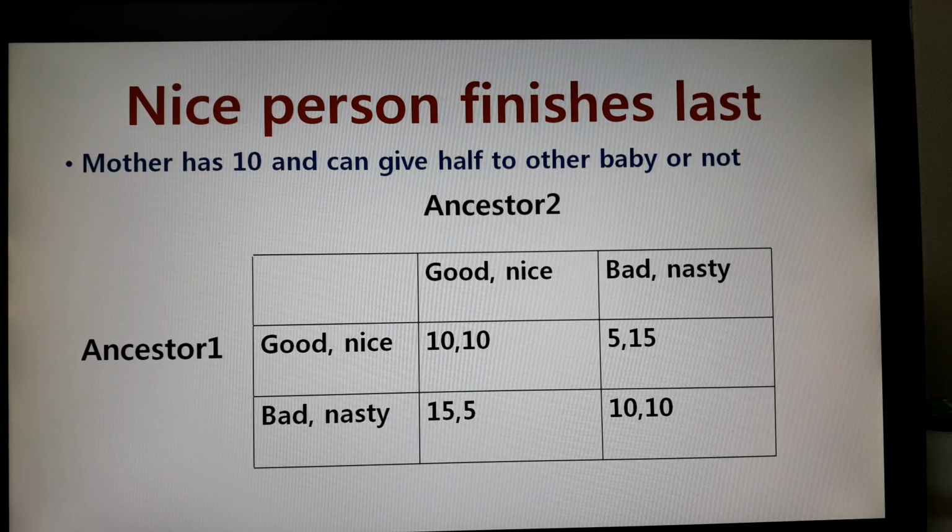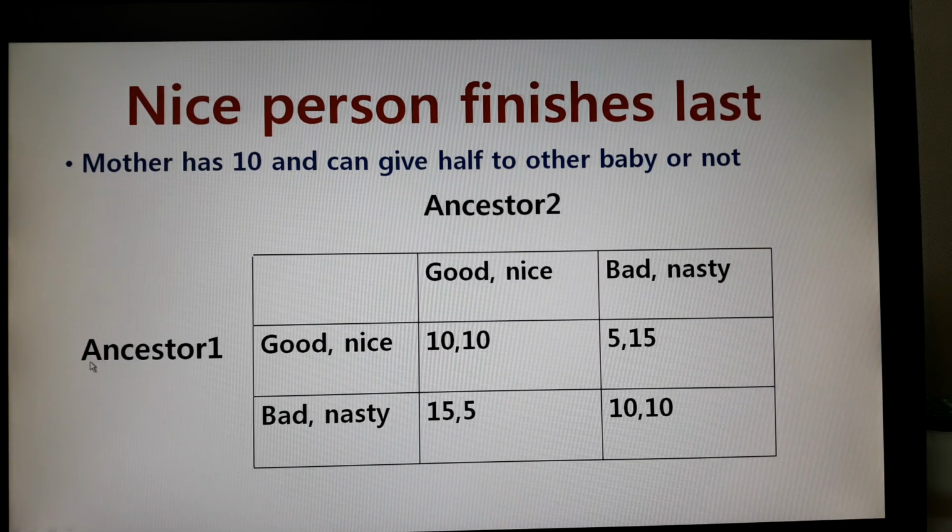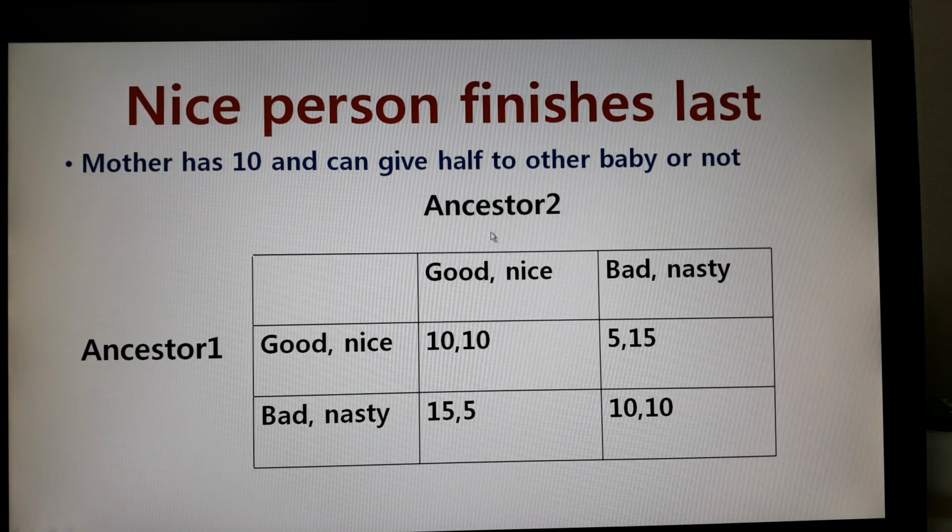The assumption is a mother and their kids game. We have ancestors, and they have played the game repeatedly. So let's assume that there is a village, and in that village, ancestor one and ancestor two live together. Ancestor one can behave nicely or behave nasty. Ancestor two also can be a good person or a bad person. So this is the strategy: good and bad, or nice and nasty, same thing.